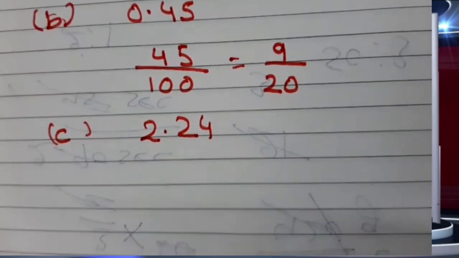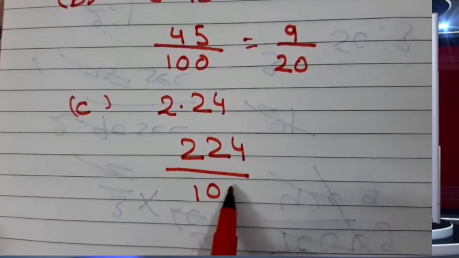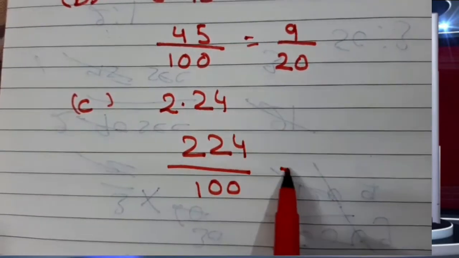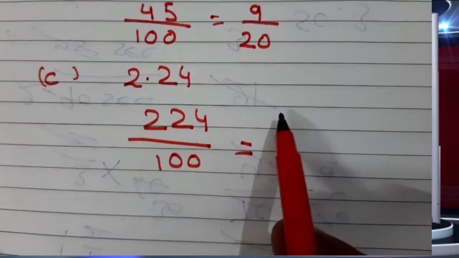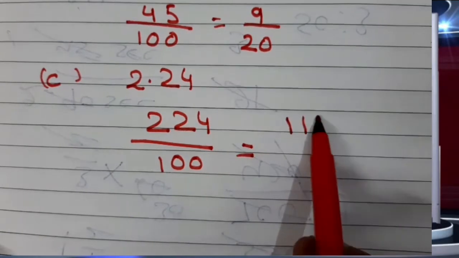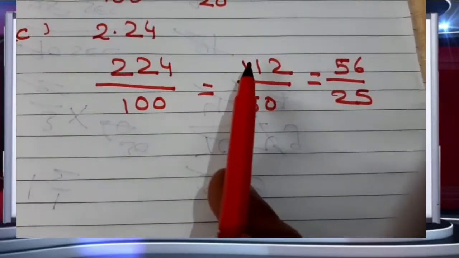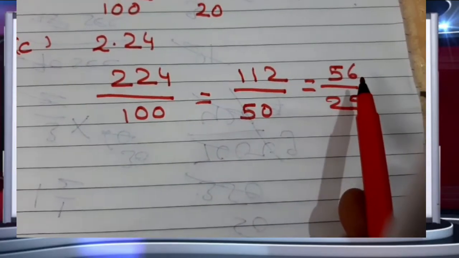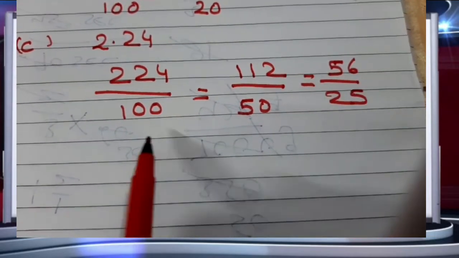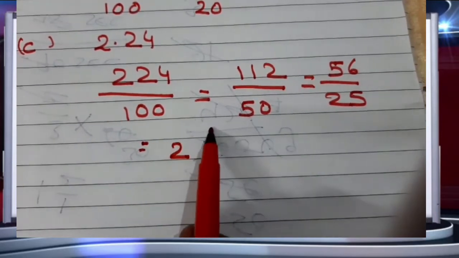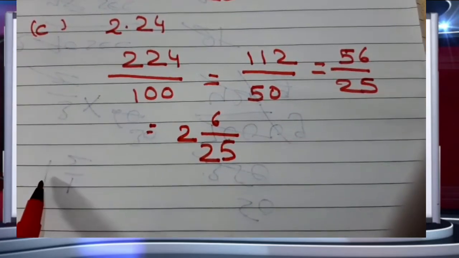2.24. Here also there are two decimal places. So you will divide this by 100. That is 2 zeros and this decimal will be removed. Now you can find out the HCF and then you can reduce to the lowest term, or if you want to use step by step method you can use that also. Both the numbers are even, so I am cancelling it by 2. Again both the numbers are even, so again I am cancelling by 2, so it is 56 upon 25. Now this is an improper fraction, so I will convert it into mixed fraction. So my answer will become 2 6 upon 25.